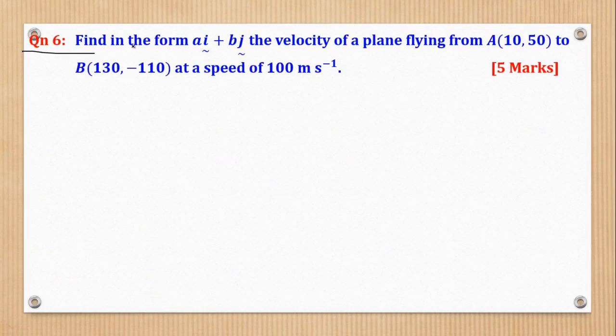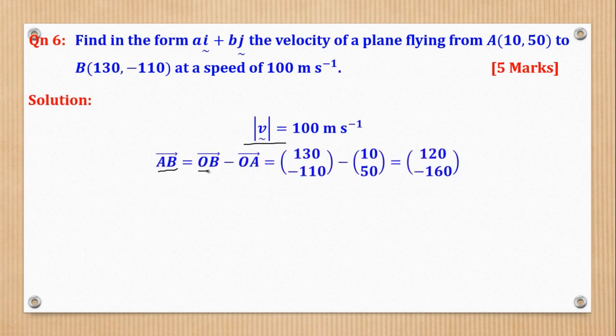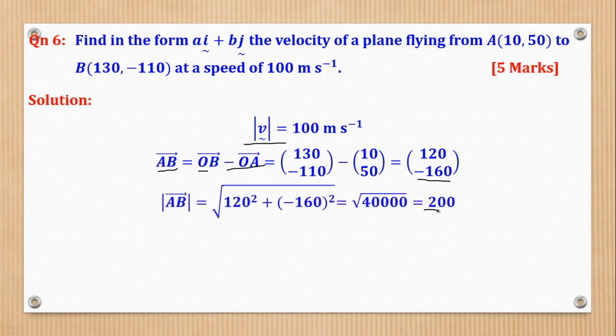Then question 6 says find in the form ai plus bj the velocity of a plane flying from point A, which is (10, 5), to point B, which is (130, -110), at a speed of 100. So that means we can get the magnitude of velocity is 100, and we can get AB, which is OB minus OA, to give you (120, -160). So magnitude of AB will give me 200.